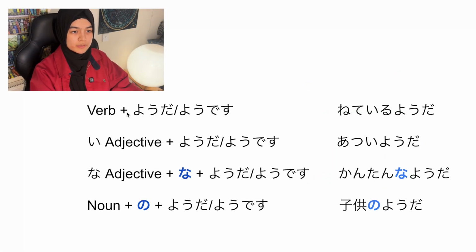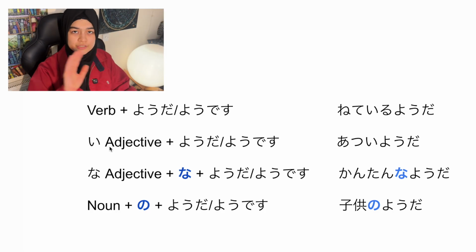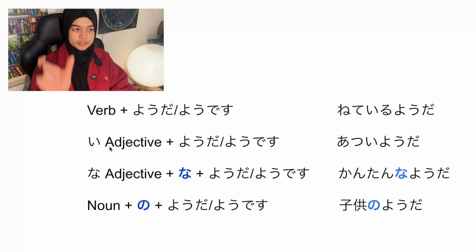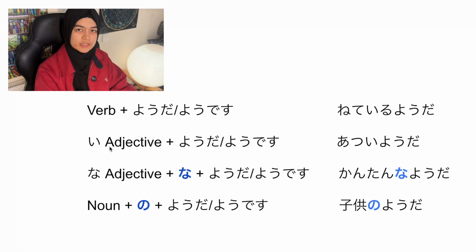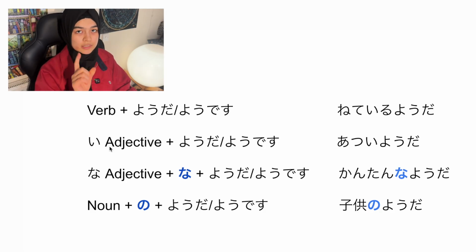So here's a summary of all the rules. If it's a verb, it's going to be just the verb plus ようだ or ようです. Just remember, never use the masu form. If it's an i adjective, very straightforward, just the i adjective plus ようだ. If it's a na adjective, just put a na plus ようだ. And if it's a noun, don't forget the no.